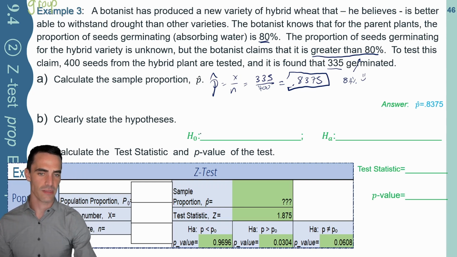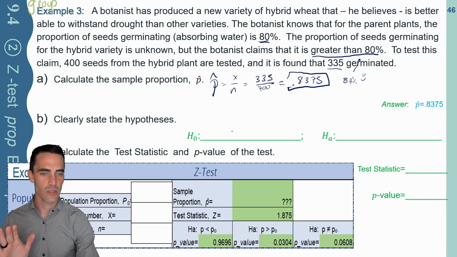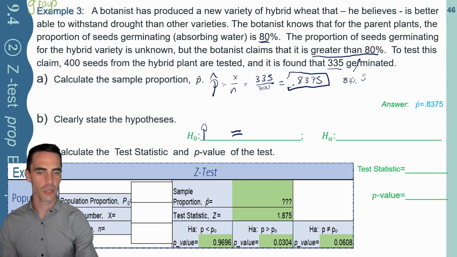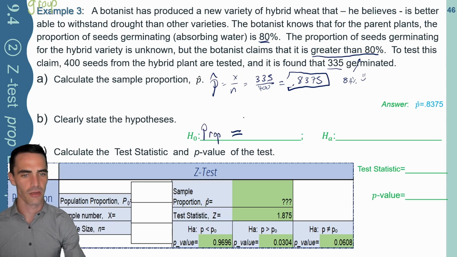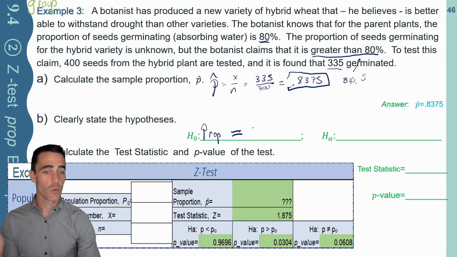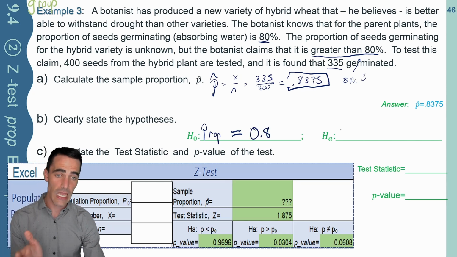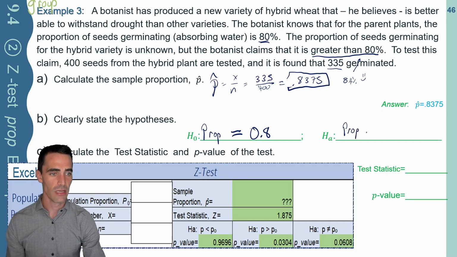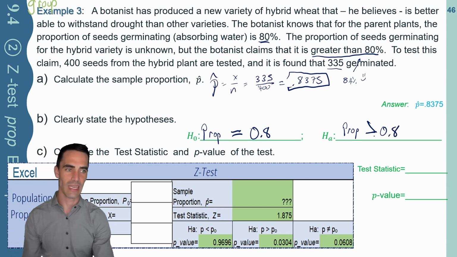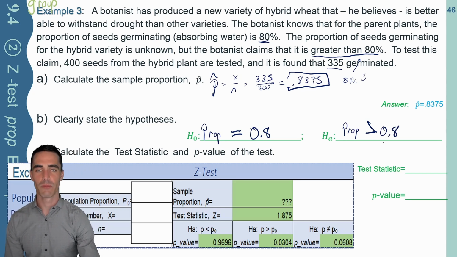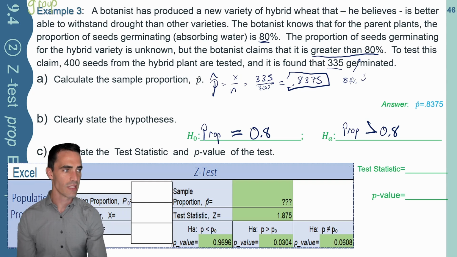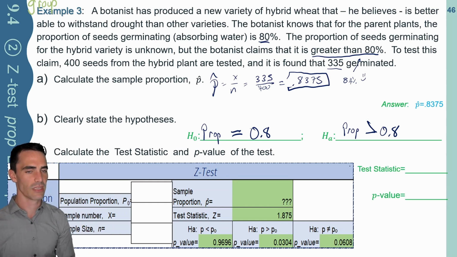Clearly state the hypotheses. The null hypothesis, the status quo, is always equal to. We're talking about proportions, not means, so I'll write proportion here. The status quo is that the seeds germinate at 80%, or as a decimal, that would be 0.8. For the claim, what we're trying to show, again, fingers crossed, is that the proportion is greater than 0.8, or again, 80%. That's my population proportion, the initial amount.